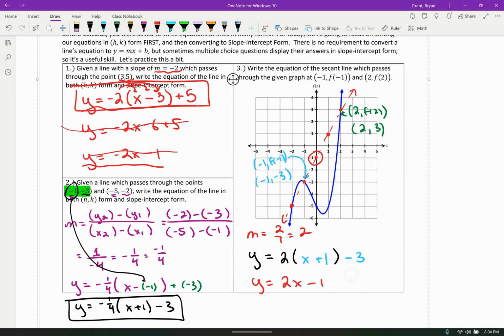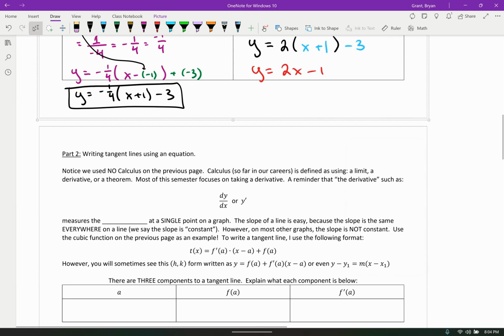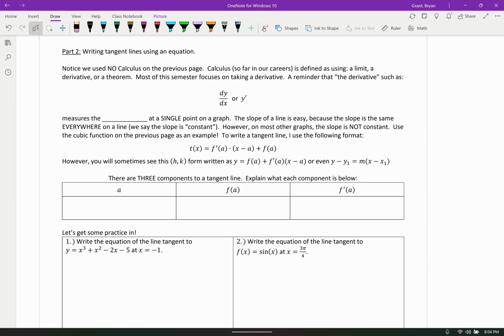But that is a contrast to actually doing calculus, right? So we didn't use any calculus on that previous page. I tell my students at this point in time, you only know 3 calculus concepts. You know limits, which is really only the first unit. We don't use them much throughout the rest of the year, so not on this at all. Derivatives, or a theorem. We're not going to do any theorems today either. So let's go ahead and focus on the main theme for this semester, which is taking a derivative.